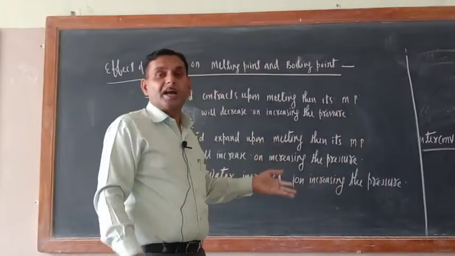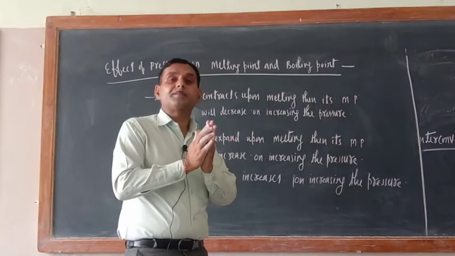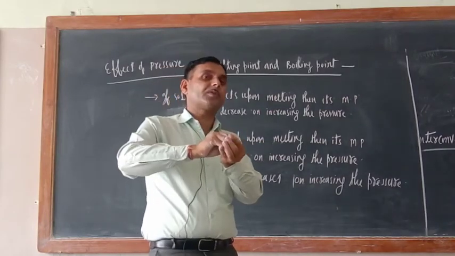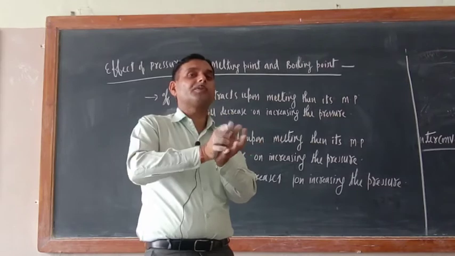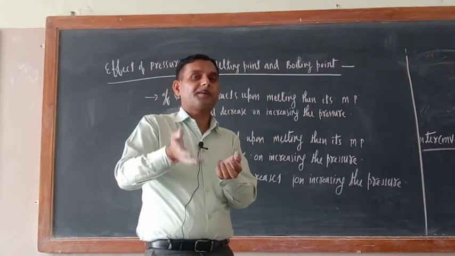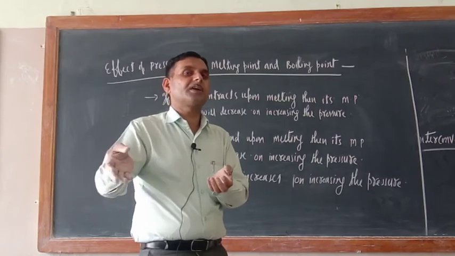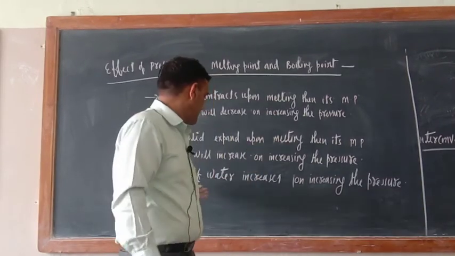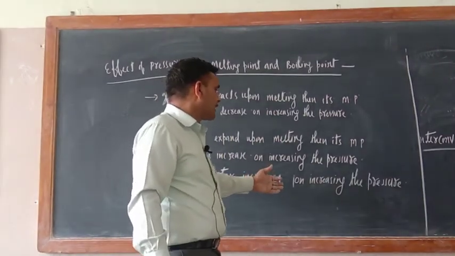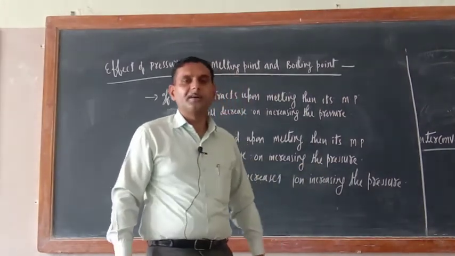And this is the only reason why in the pressure cooker, which is enclosed from all sides, the pressure is very high. So the concerned liquid will boil early. That is why the boiling point of water increases on increasing the pressure.